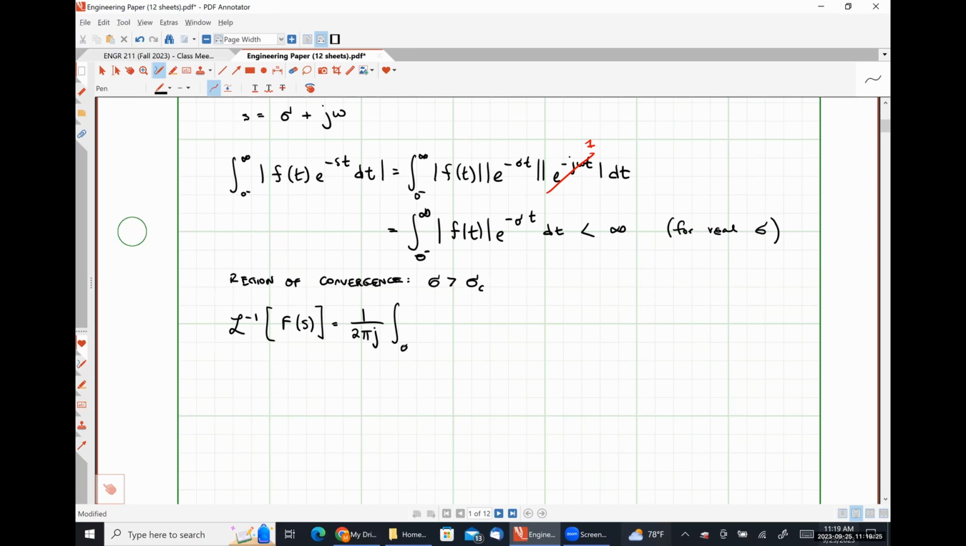Sigma. I feel like I'm missing a j here. Let me look really quickly. Yep. Sigma minus j infinity to sigma plus j infinity. That j looks odd, so let me fix that. Of F of s e to the positive st dt will be our time domain function.